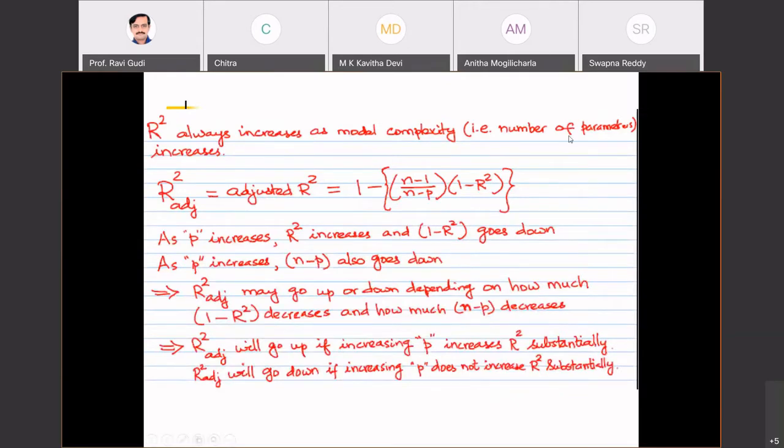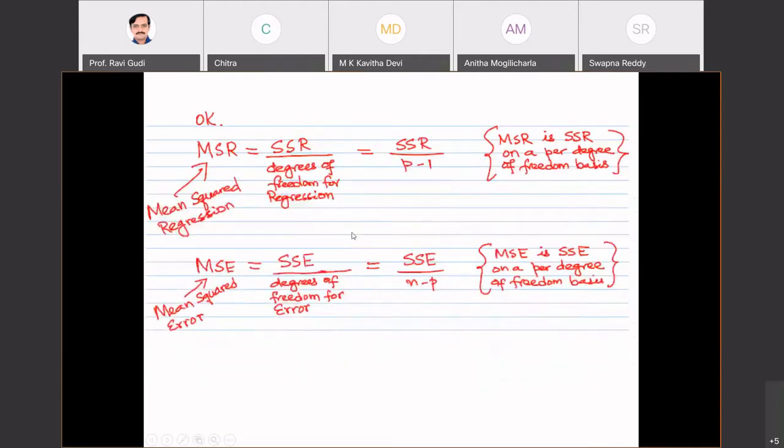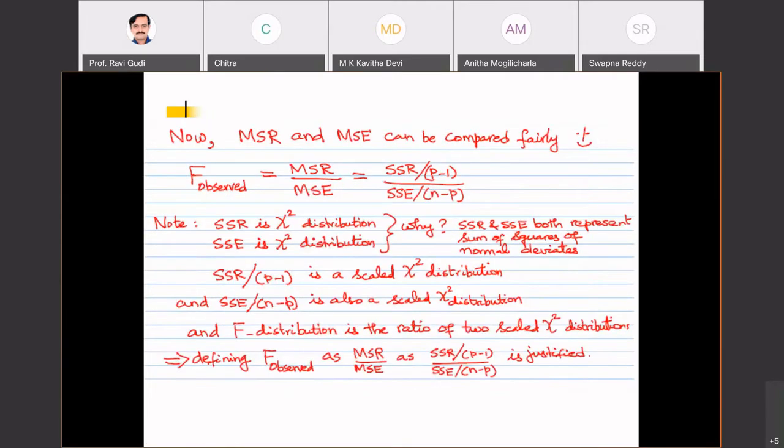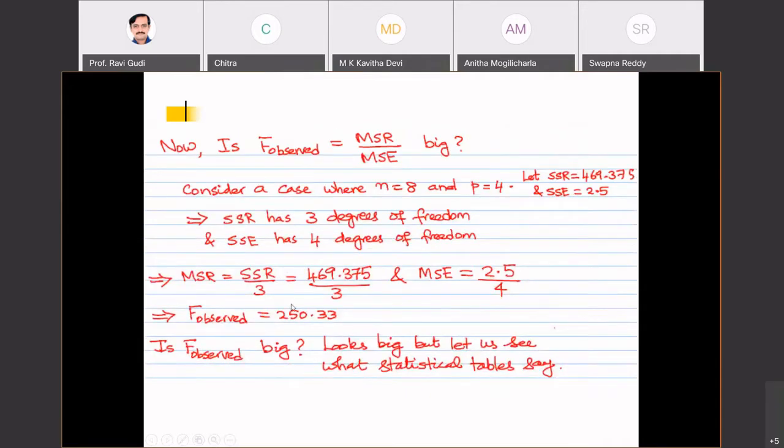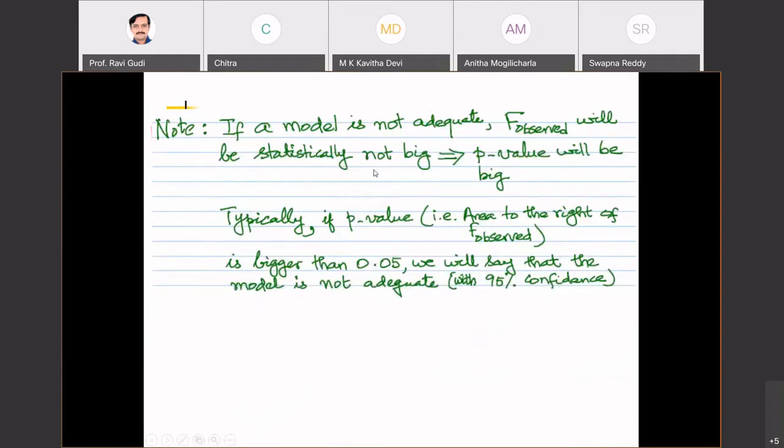R square adjusted is a function of the number of parameters. A rough rule of thumb is that if R square minus R square adjusted is less than 0.2, you accept the model. Otherwise, you keep increasing the complexity of the model. But again, as I said, this is an unfair comparison. So you probably want a better way to compare a normalized MSE versus MSR. If you look at the appropriate F distribution, it will help you look at the bigness of F and determine whether your model is statistically significant.